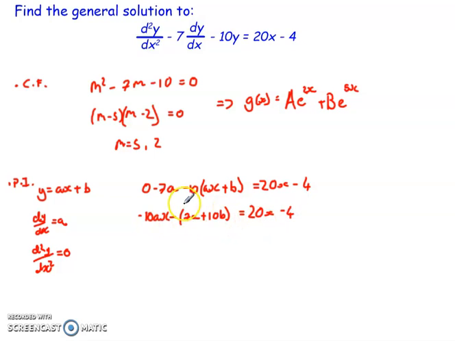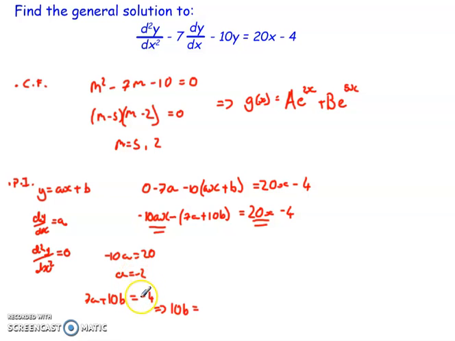So what I can say from that is by equating the coefficients, so I'll equate the coefficient of x first. I can say I've got minus 10a is equal to 20. So a is equal to minus 2. And if I then equate the second terms here, I can say that minus 7a plus 10b is equal to negative 4. So if I take that, I then get 10b is equal to negative 4, take away 7a. Well, 7a is negative 14.